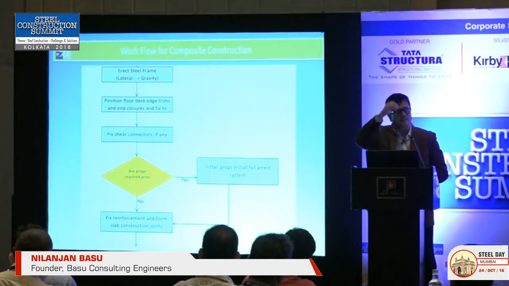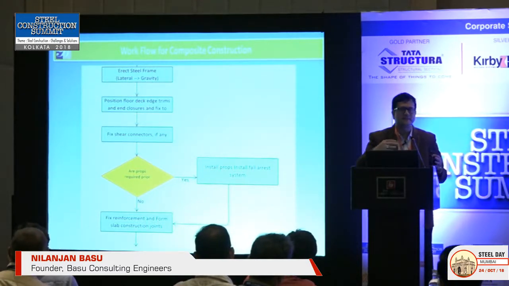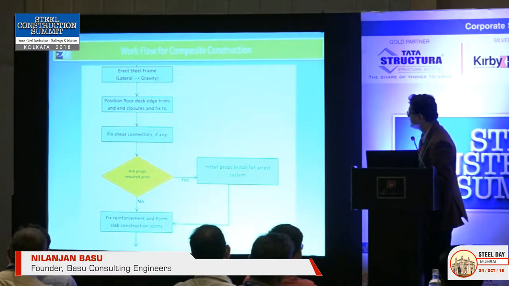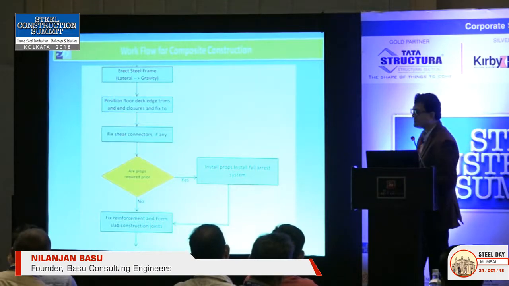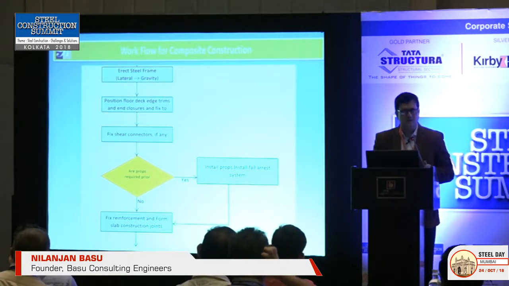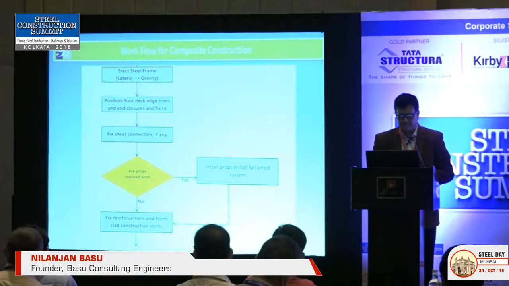So this is the next work flow chart. Once we start erecting the frames, erecting the members, it starts with erecting the steel with lateral and gravity, positioning the floor decking, and then we make sure where and how to trim the decks based on the columns or beam ends. We have to sit with the fabricators or the deck suppliers to decide where to trim.